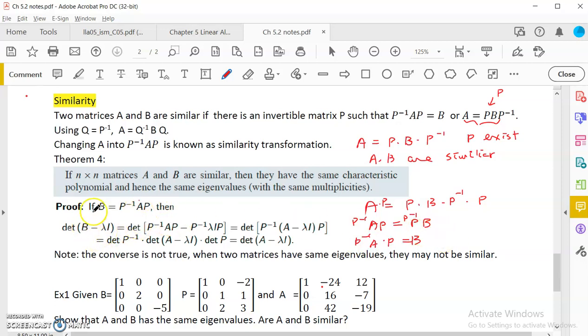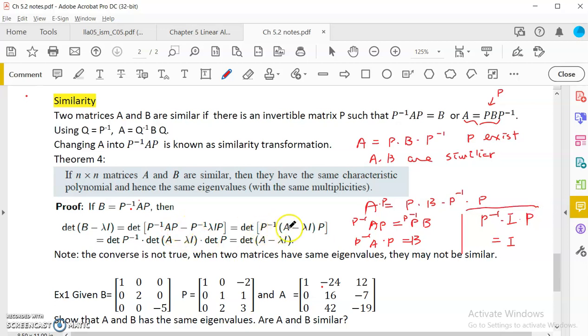Then if I want to find the determinant of B, I would take the determinant of B minus lambda I. But B minus lambda I is P inverse A P minus lambda I, and I can also write lambda I using P inverse and P on both sides of I. Lambda is just like a scalar, so P inverse times I times P is exactly equal to I. So that is equal to lambda I. This is the meaning.